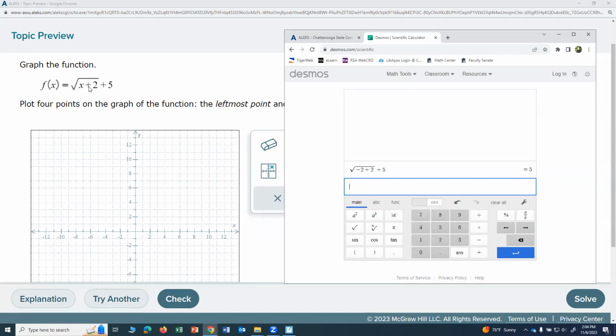Now I want to pick values of x that would make x plus 2 a perfect square. So for example, if I let x equal -1, then -1 plus 2 underneath the radical would give me a radical 1. So I'll go ahead and let x equal -1. So I have the square root of -1 plus 2. Use the arrow to get out from under the square root and add 5.